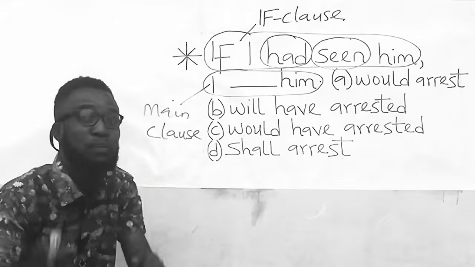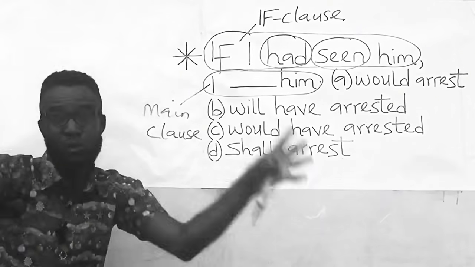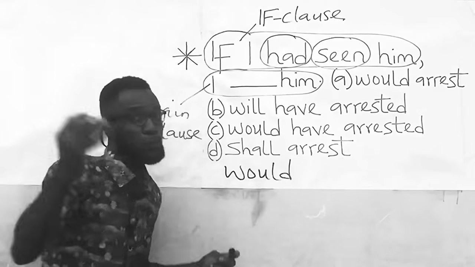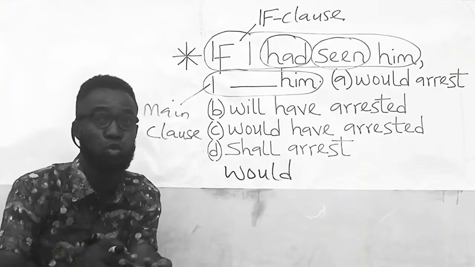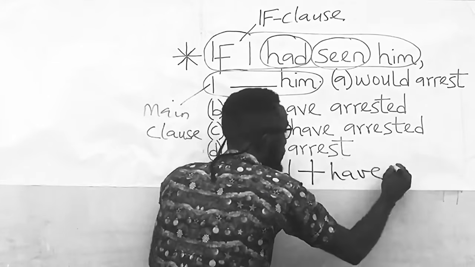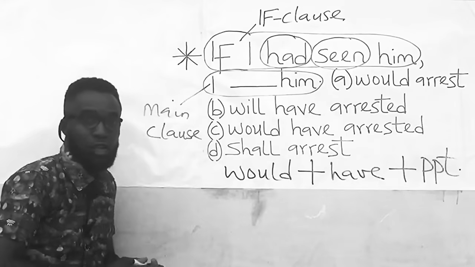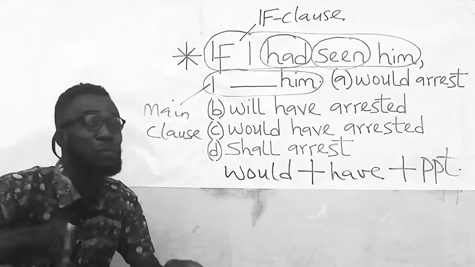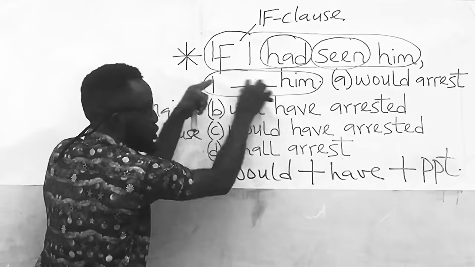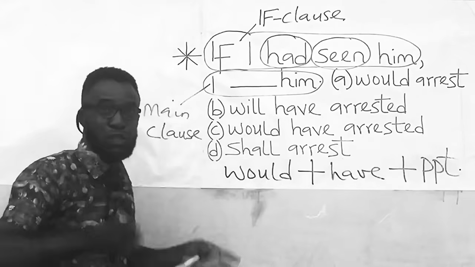If you look at the main clause in Roman figure 3, you will find out that it should carry would. But if we don't see would, we can look for any of could, should, or might, plus have, plus a past participle verb, PPT for short. In other words, since we are using Roman figure 3 for this question, the gap in the main clause here should be filled with would plus have plus past participle verb, PPT for short.